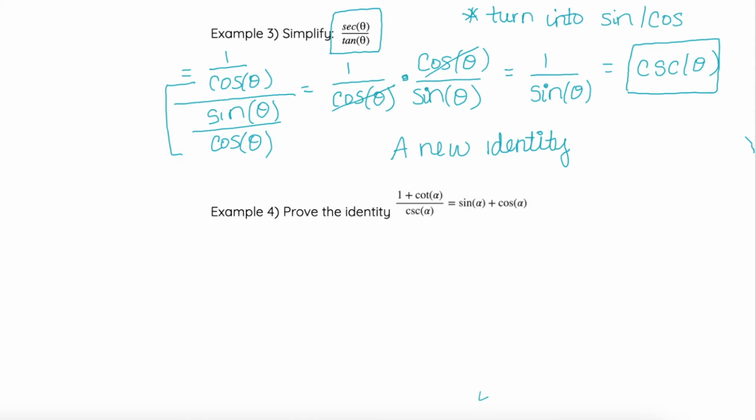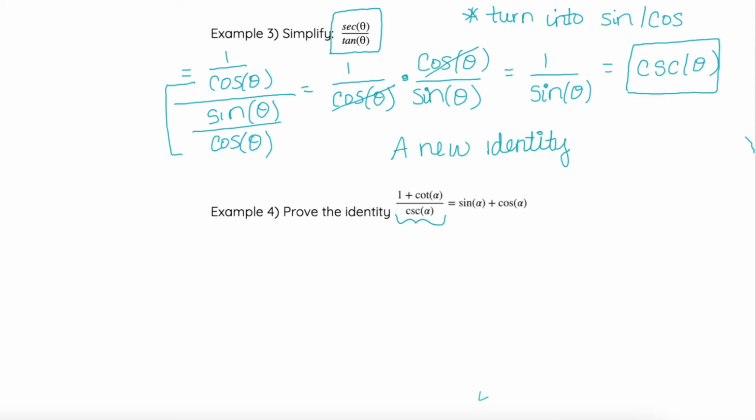I'm going to start on the left-hand side just because on the right-hand side I have a sine plus cosine, and I would have to be pretty clever in order to make cotangent and cosecant. But using my hint above, by turning items into sine and cosine, I might be able to more easily find the right-hand side. So I'm going to start on the left-hand side, and I'm going to turn all of my cotangents and cosecants into sine and cosine and see what might happen when we do that.